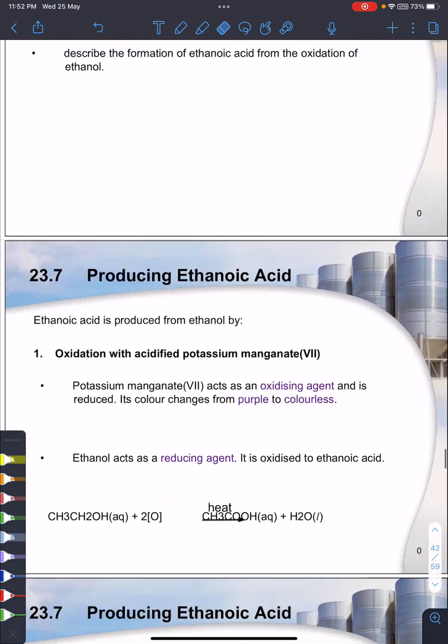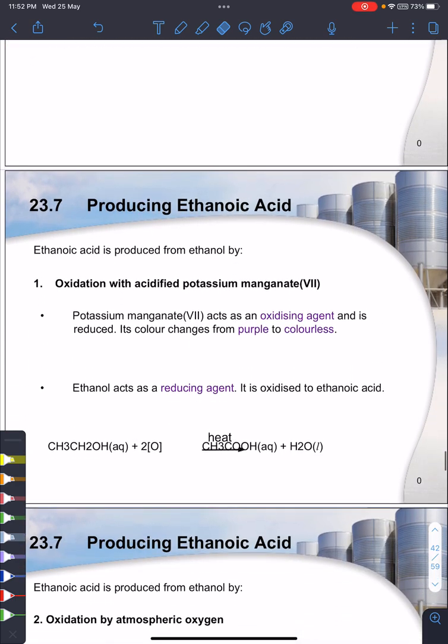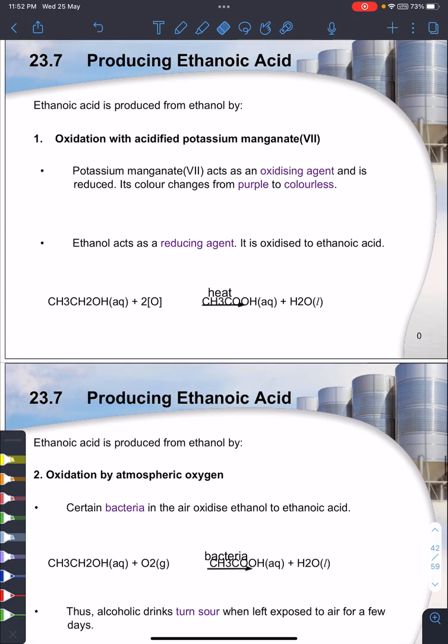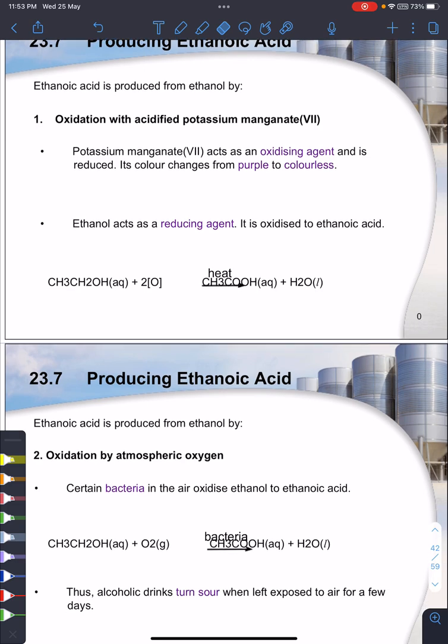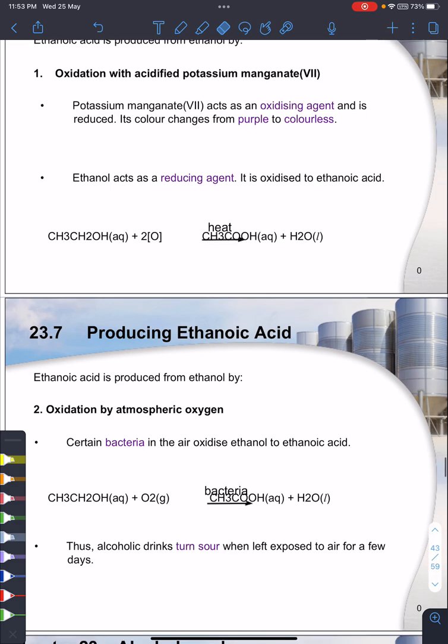How do we produce ethanoic acid then? Either you can do number 1, a chemical reaction again. So there's a few ways. One is oxidation of alcohol, which we learned earlier on, as you can see. Or the oxygen in the air can actually help to oxidize. Cool.